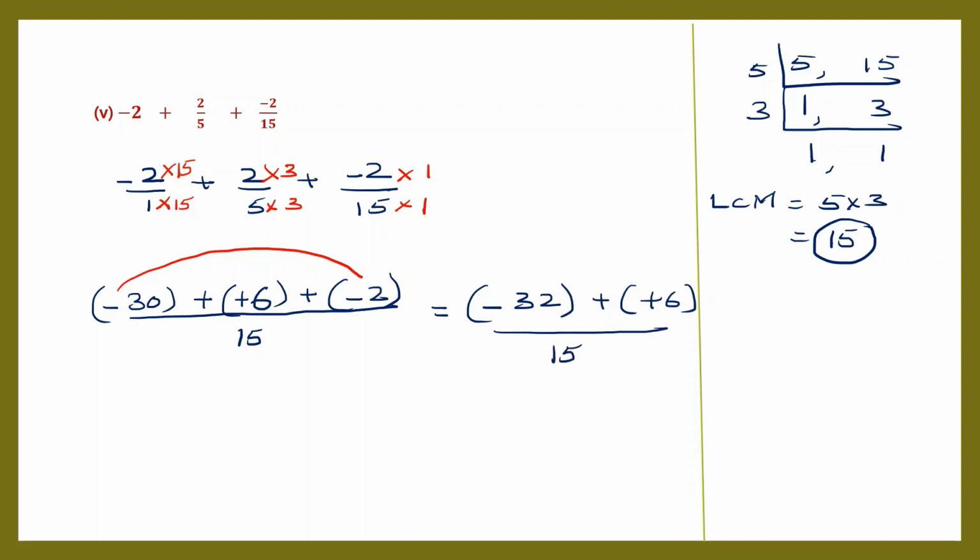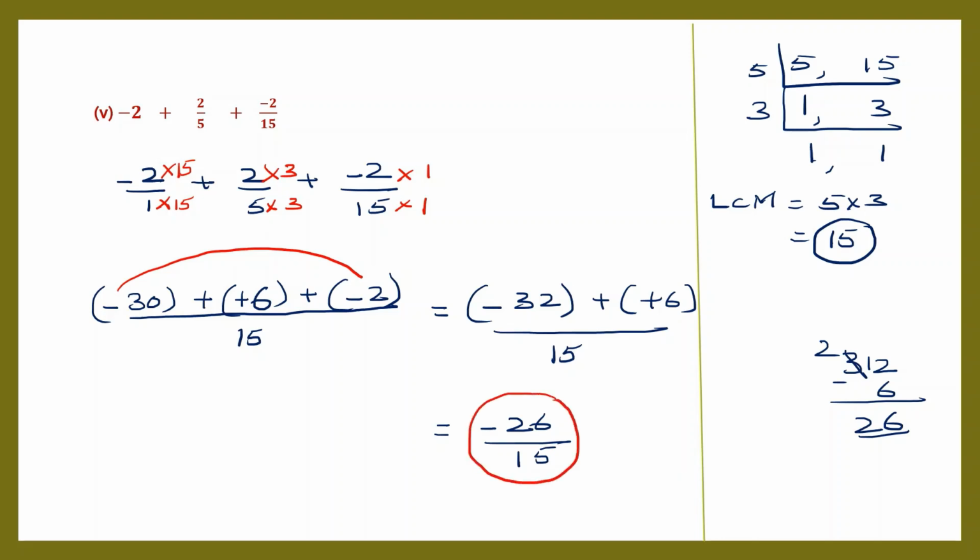So now signs are different. We put the sign of the bigger number and we subtract. So let's subtract 32 and 6. So here this becomes 2. 12 minus 6 is 6. 26. So the numerator here is 26 and the denominator is 15. So what's our final answer? Minus 26 by 15.